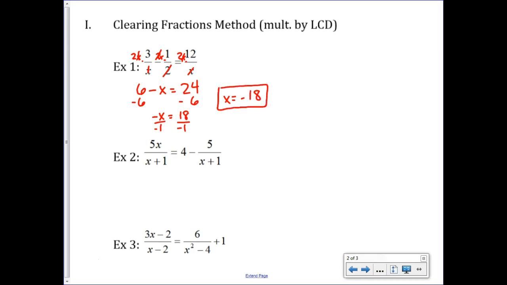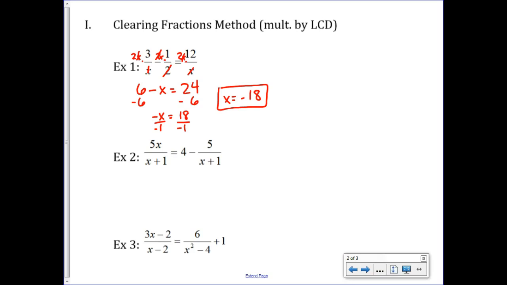That's my answer. You always want to double check when you're dealing with fractions like this that you can put that -18 back into the denominator. And in this case, that would be fine. It wouldn't give us a divide by 0 issue. So that one's okay.